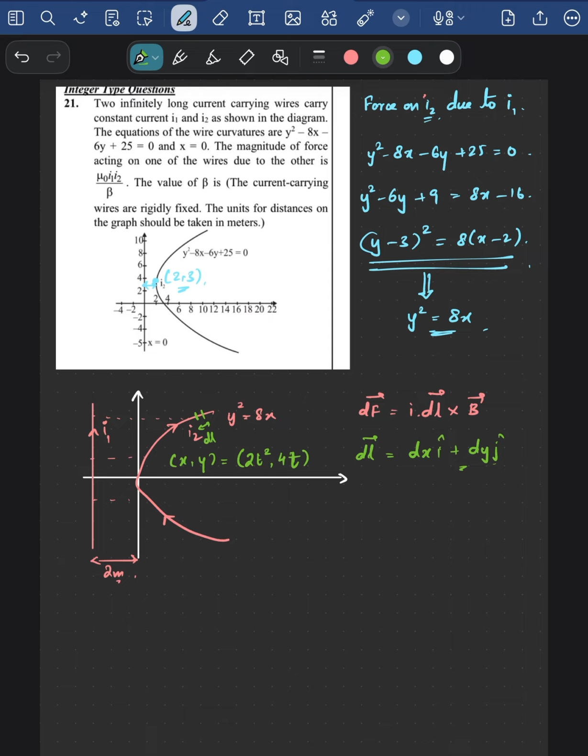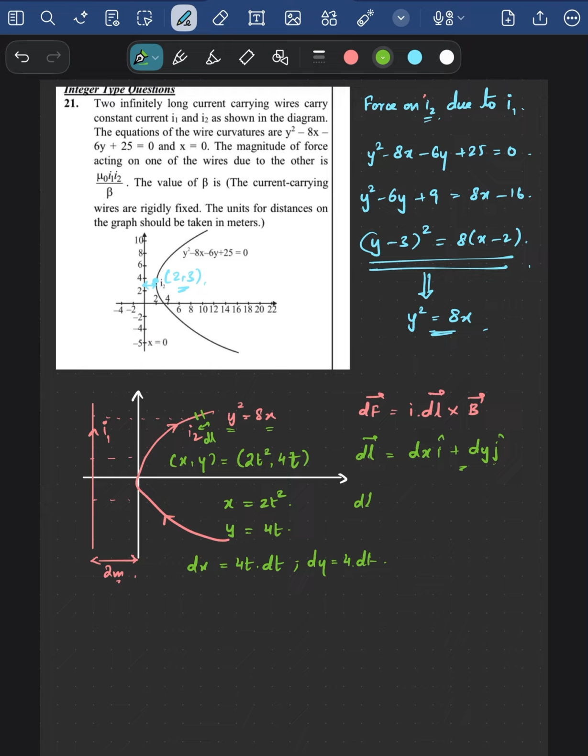I can now write, instead of having two variables y and x, I can now convert it into one variable over here, which will make my calculation simpler. So I can write dl bar over here. So x is equal to 2t squared. Your x coordinate is 2t squared. Your y coordinate is 4t. So dx will be equal to 4t dt. dy will be equal to 4 dt.